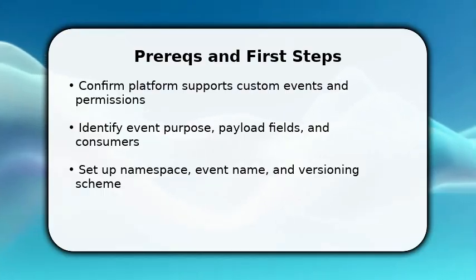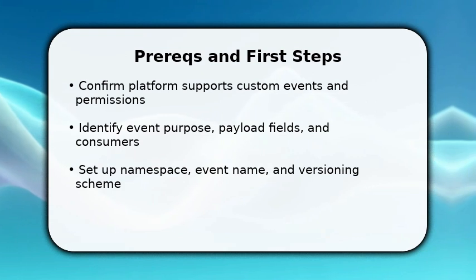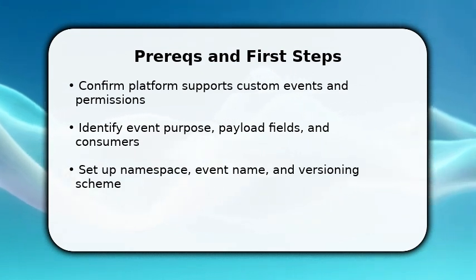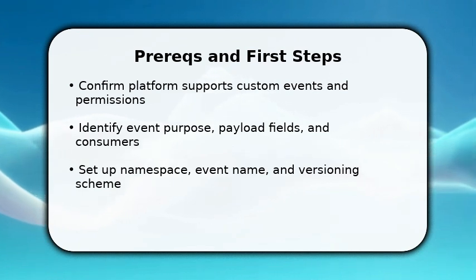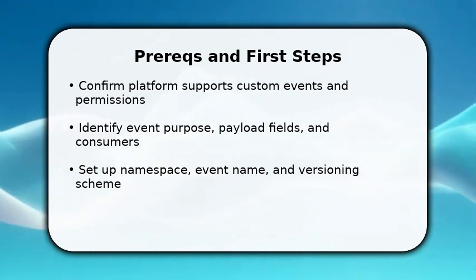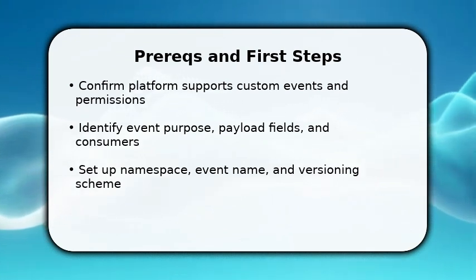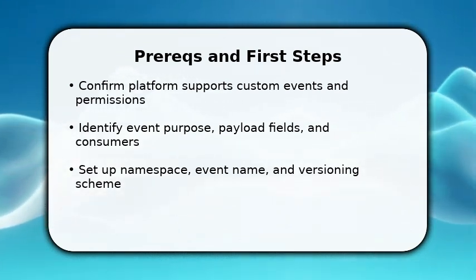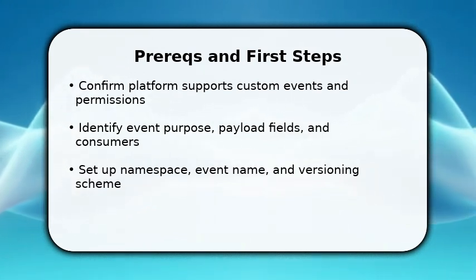You begin by confirming the platform and permissions, then define why the event exists. Once done, choose a clear name, namespace, and version so consumers can depend on it. You should define the payload shape now, include required fields, data types, and any optional metadata. Make sure to document expected consumers and retention. This first step prevents breaking changes later and lets you start implementing handlers and publishers confidently.